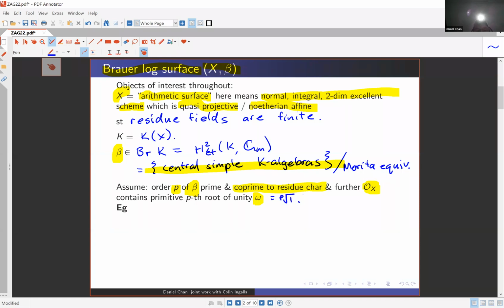Okay, so if you haven't played around with the Brauer group much, let me tell you the type of examples that will be important for this talk. The easiest way to get a central simple algebra is through symbols.